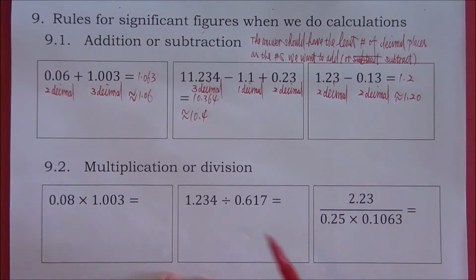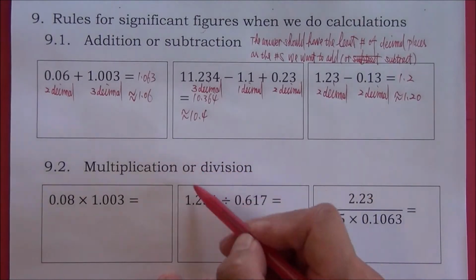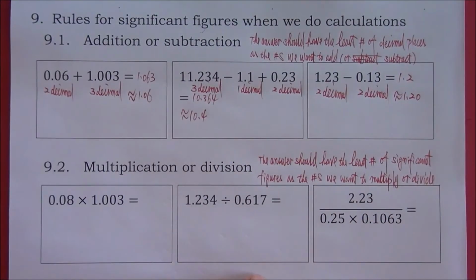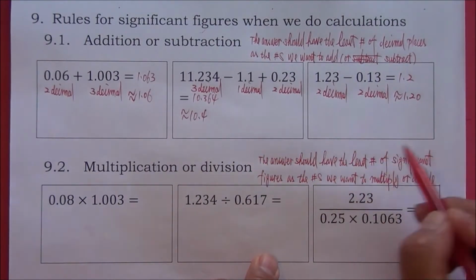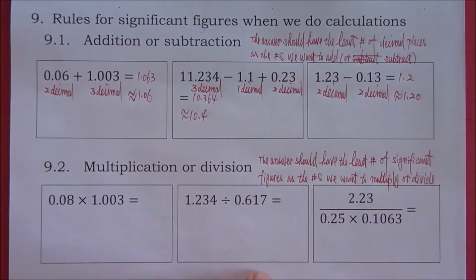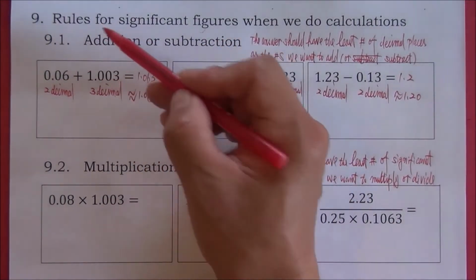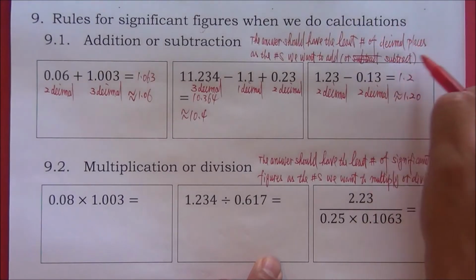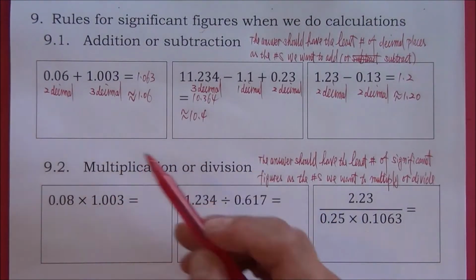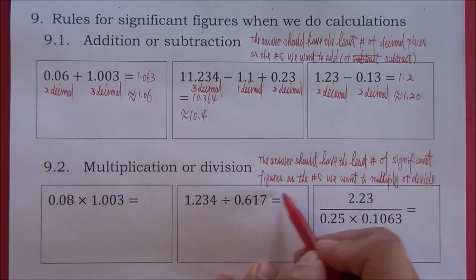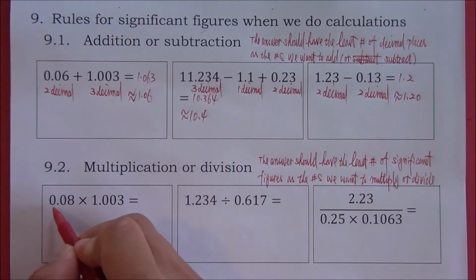Then, let's look at the rules for multiplication or division. The rule is also very simple. The answer should have the least number of significant figures as the numbers we want to multiply or divide. As you may notice, when we add or subtract numbers, the answer should have the least number of decimal places. When we multiply or divide, the answer should have the least number of significant figures. Let's look at the examples.